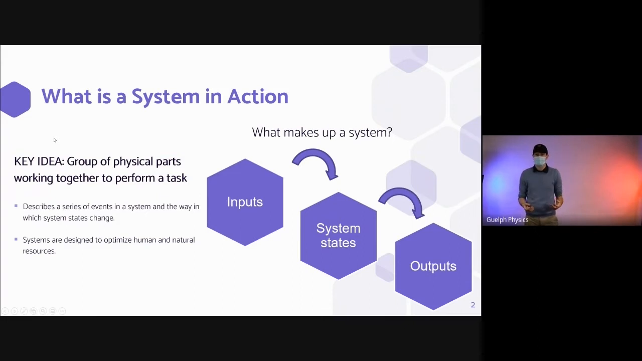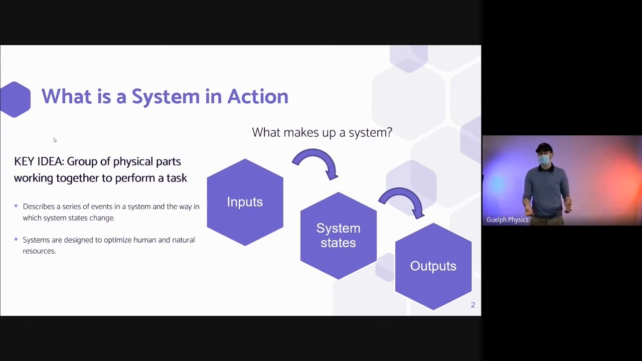So to be a system in action, there are three main requirements. First are the inputs, then there's the system states, and lastly, the outputs. So when input is intaken into the system in action, then the system states are used in order to use human and natural resources to produce a wanted output.